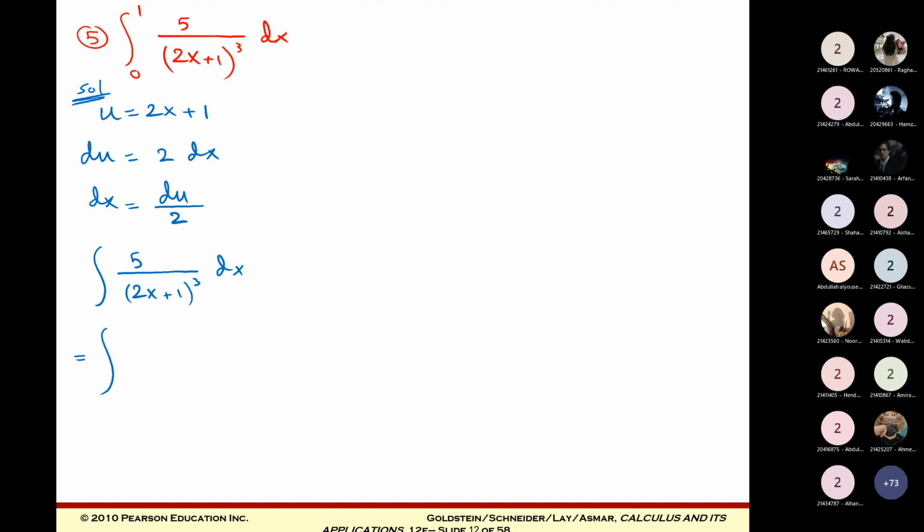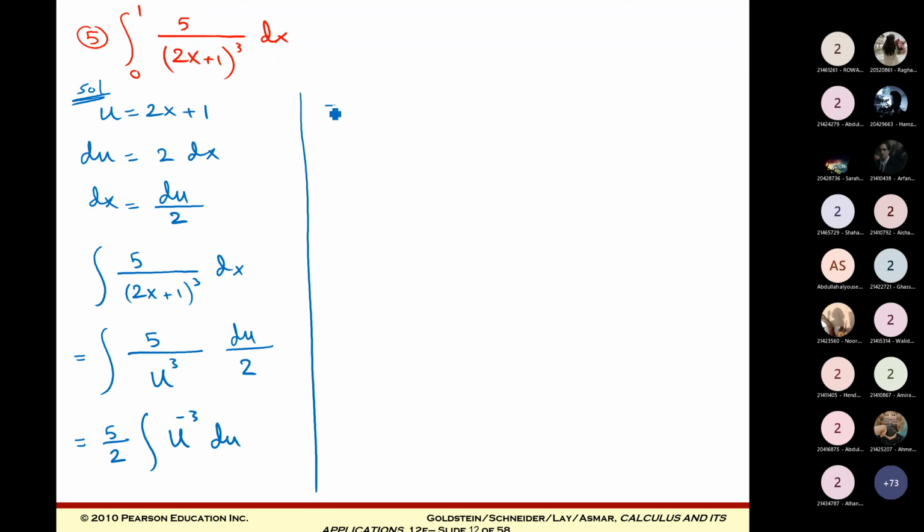Now 5 and u to the power 3, where 2x plus 1 equals u, and dx equals du over 2. Here we can put the 5 over 2 outside the integral and raise the u to the power 3 to the numerator, which becomes u to the power negative 3 du. Now this is very easy to find the integral. This equals 5 over 2 times u to the power minus 3 plus 1, which is minus 2, over minus 2.